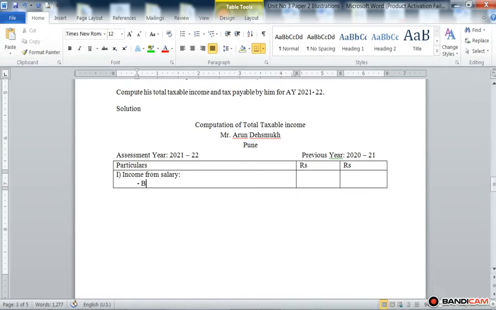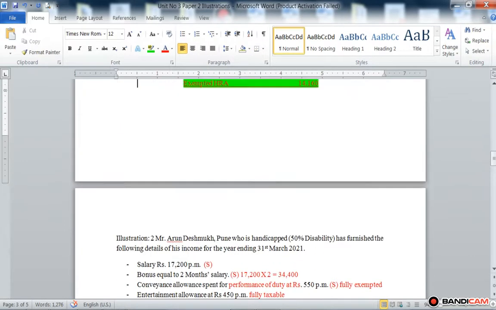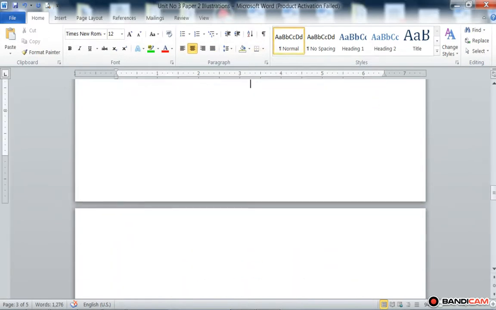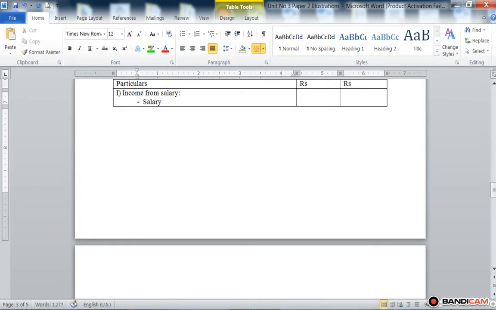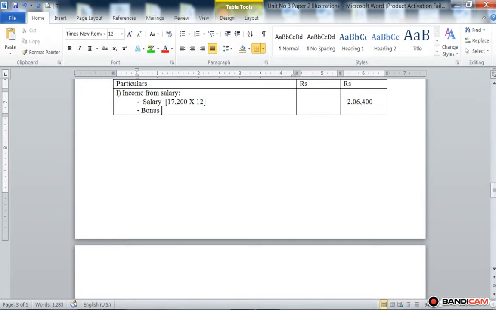So basic salary is given here. Okay, salary rupees 17,200 per month, 17,200 multiplied by 12, that is amounting to rupees 2,06,400. Then bonus is equal to 2 months salary, that is 17,200 multiplied by 2, that is 34,400.